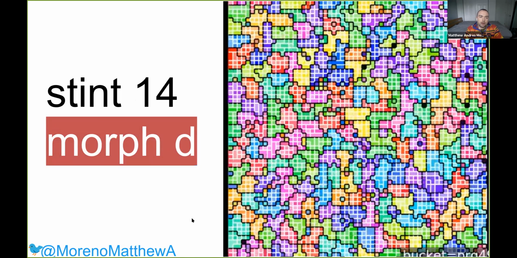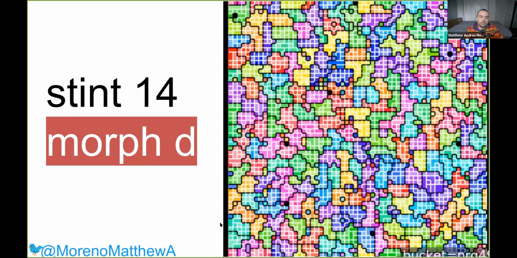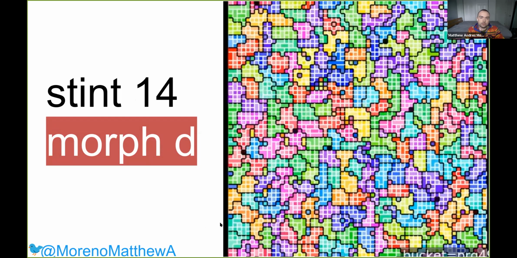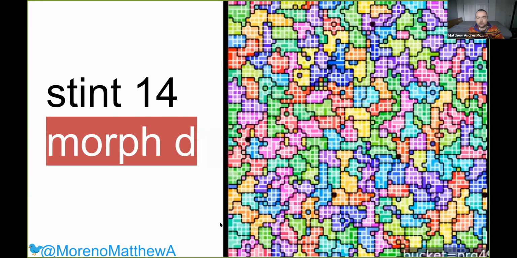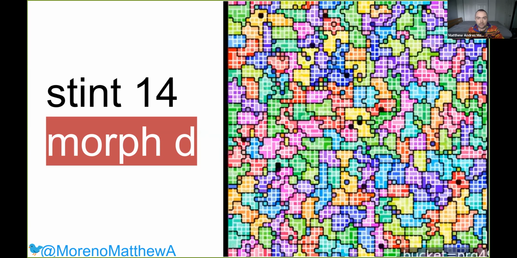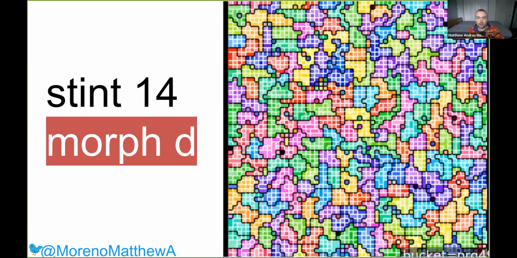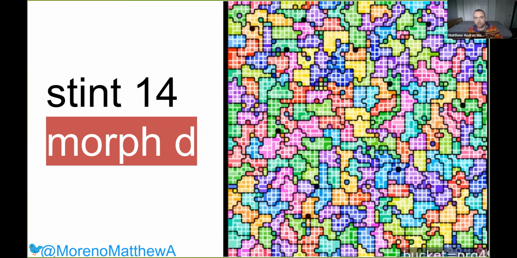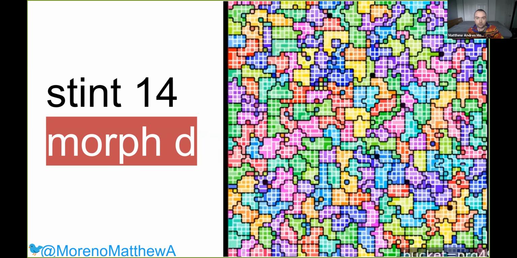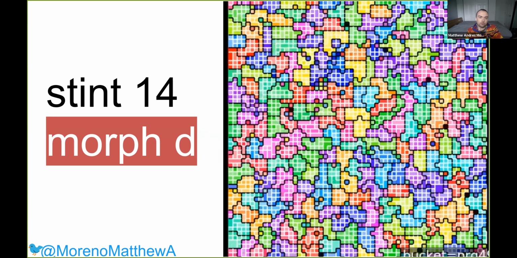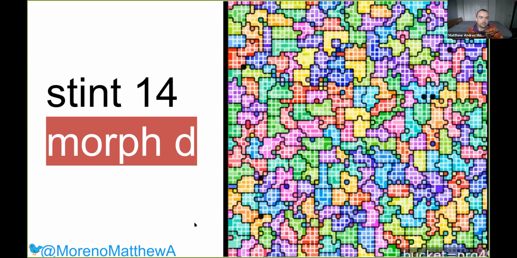Later on, around stint 15, we observed the emergence of these really striking horizontally elongated kin groupings, where these cells were preferentially growing their groups out along the horizontal axis. We refer to this as morph E.